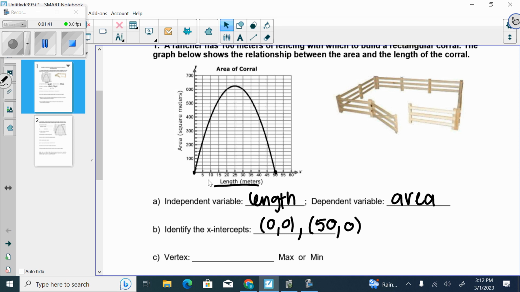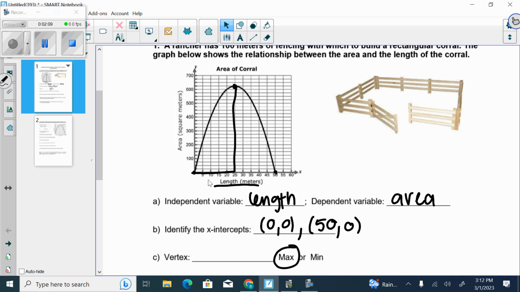Then they ask where the vertex is. Well, first of all, is my vertex a maximum or a minimum in this picture? Maximum. Good. So that means my vertex is this point right up here. So to get to that point, we have to go over and up. How many over did we have to go?